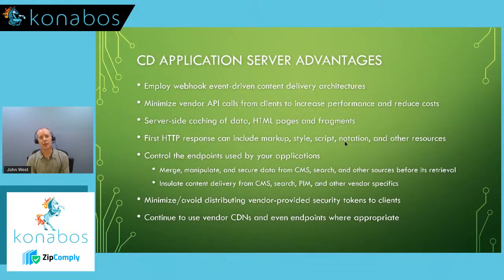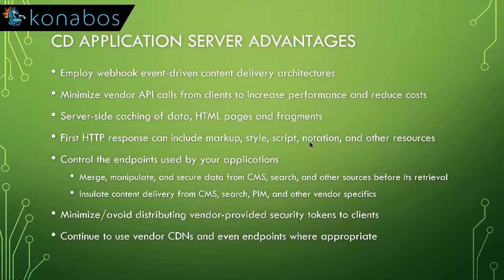So the advantages of having an application server: we can employ webhook event-driven content delivery architectures instead of the kind of polling, or whatever you want to call it, when JavaScript on the client is accessing the CMS. We can minimize vendor API calls. Remember, every time we call the CMS vendor's API, we have to pay for that call in one way or another. So if I've got millions of clients around the world calling those APIs for no reason, when I could just send them the data I already have cached, it should be less expensive. I haven't really looked into pricing on the various models, but it should reduce pricing to reduce API calls from all those clients. And it'll also increase performance, which is advantageous.